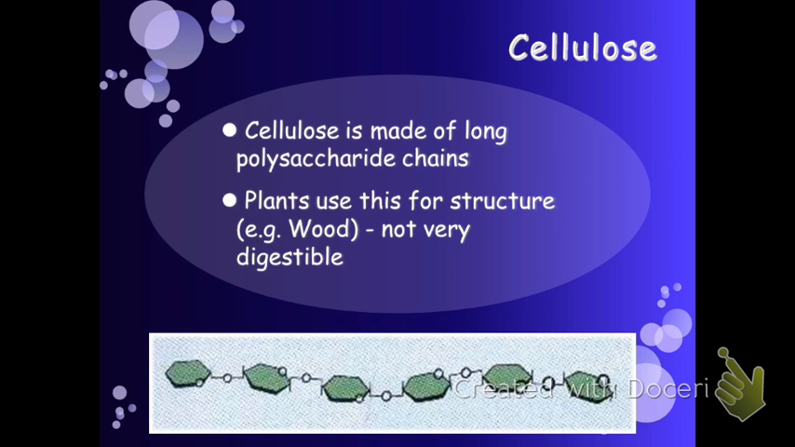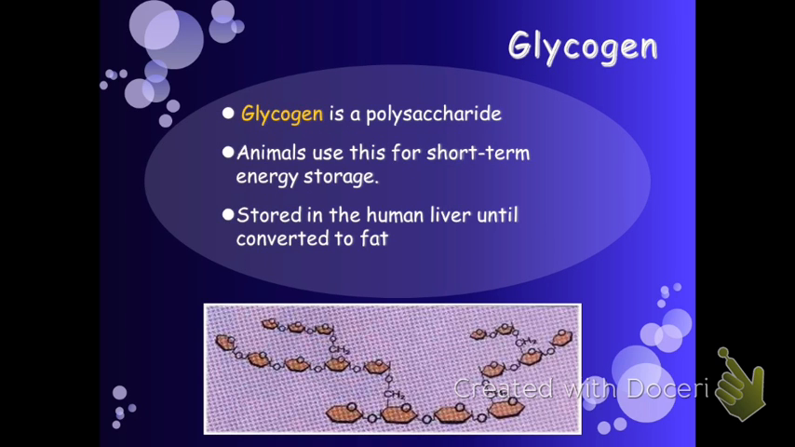Alright, so cellulose, plant material. This is what helps plants stay rigid and stand upright. It has a lot to do with fiber, right? When you're eating a lot of your vegetables, this is what those fibrous materials are made of.